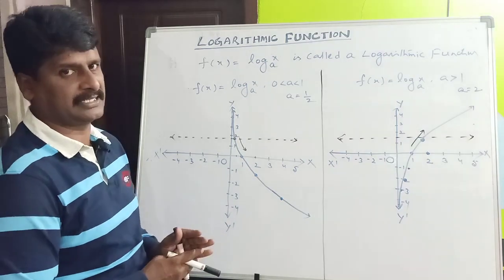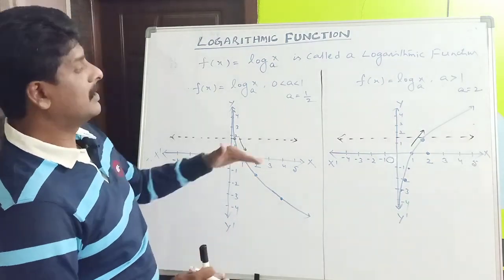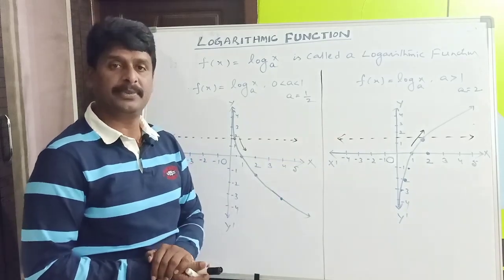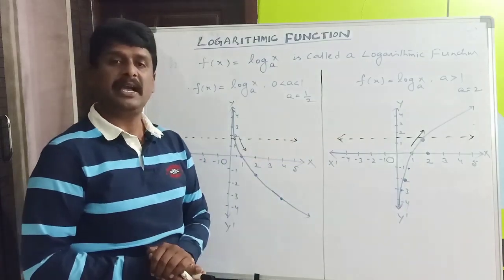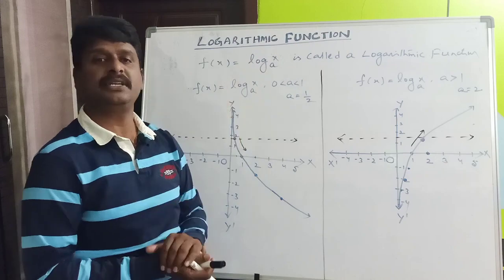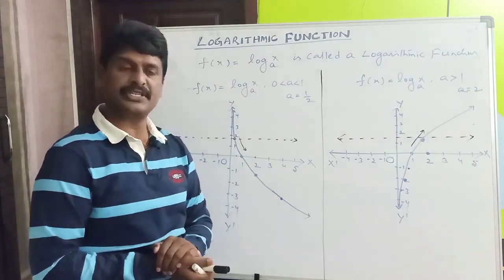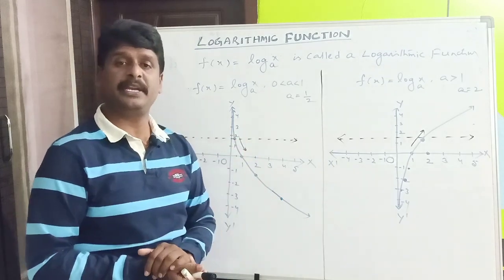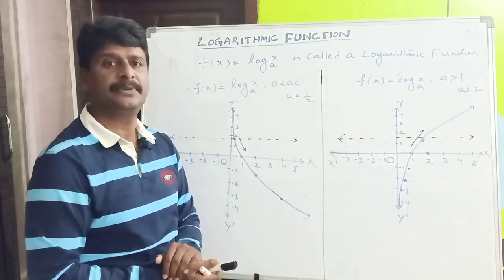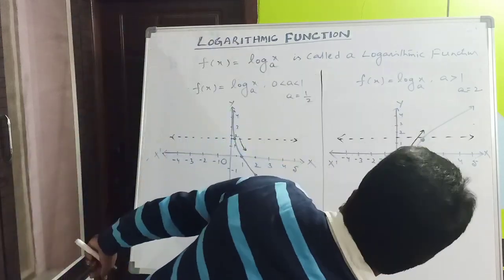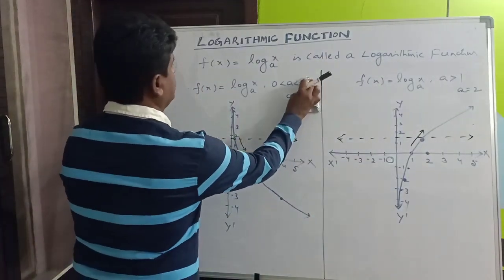So whichever the case, the graph is always one-one. Domain is always positive real numbers. Range is minus infinity to plus infinity. There is no minimum value, no maximum value. It is not a periodic function because its graph is never repeated after a certain stage. So these are the cases. Now, I will write the properties.